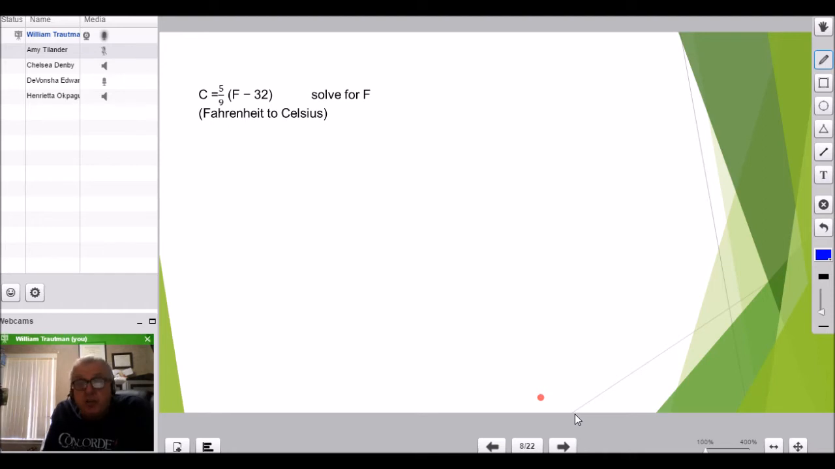This is one you had in the homework. In fact, a couple of people commented on it to me. It says solve for f. In other words, I want to get f by itself. I want to take everything to the other side, but get f by itself. So I'm going to rewrite it.